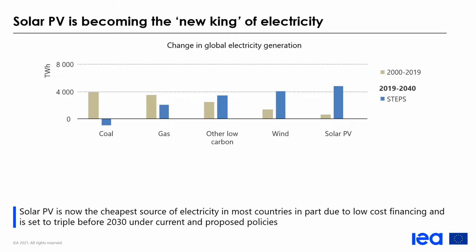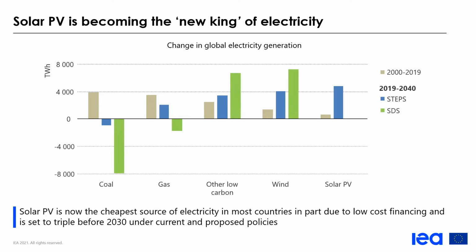As I anticipated during the introductory lecture, our goal is to look ahead. Here you have the results for our Stated Policies Scenario, the STEPS scenario, and you can see we could expect coal-fired electricity generation to decrease by 2040. You can see coal as a negative bar. But on the contrary, we expect growth for gas and a very, very strong growth for wind and solar PV. And this is why we now call PV the new king of electricity.